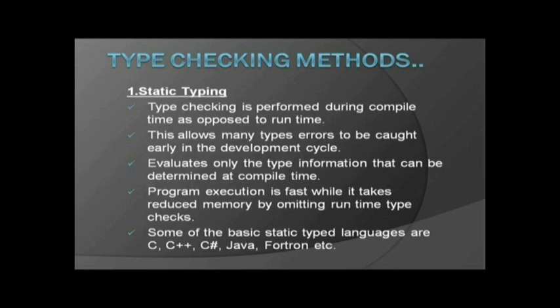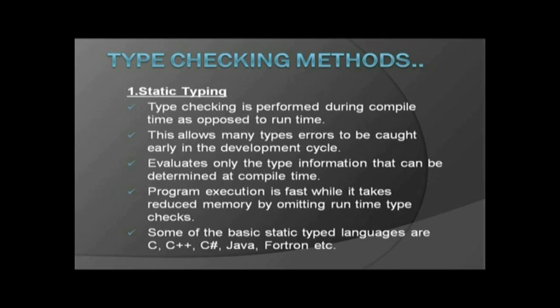Type checking methods. First one is static typing. Static typing means that type checking is performed during compile time as opposed to runtime. Static typing is a limited form of program verification. It allows many type errors to be caught early in the development cycle.